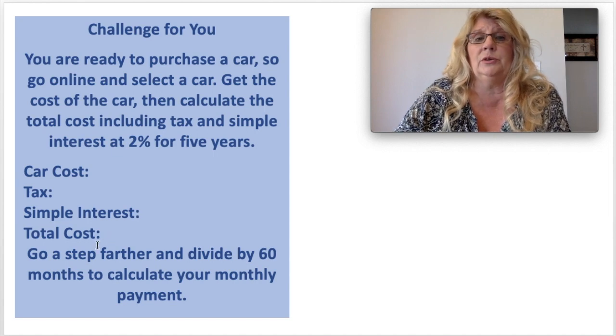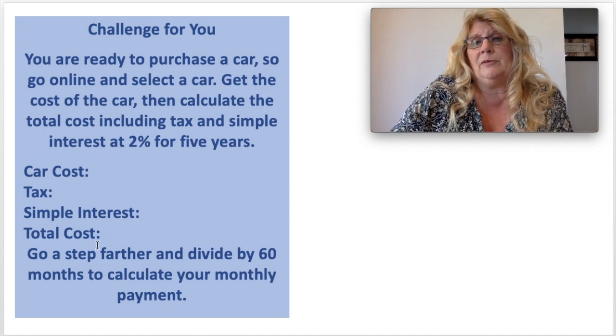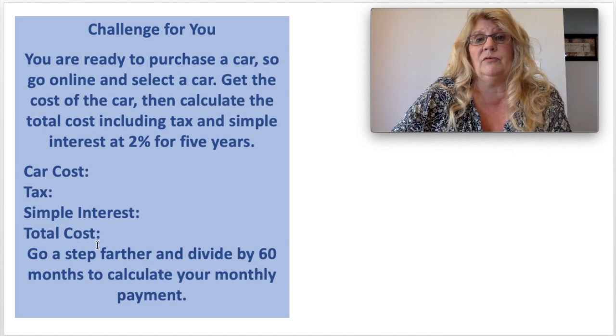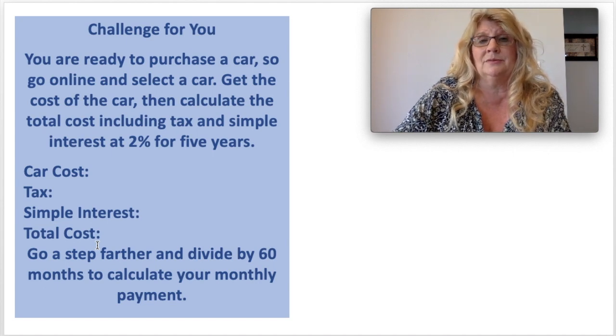And then, typically we buy a car, pay 5 years on it, divide it by 60, because 5 times 12 is 60, and find out what your monthly payment is.